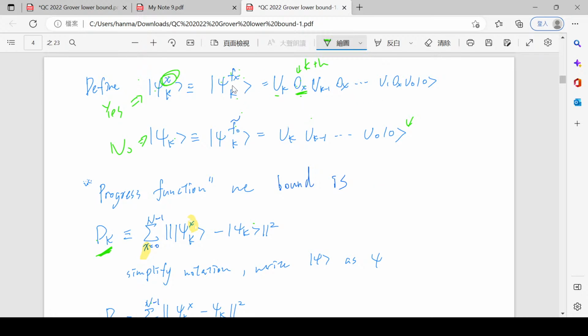Remember psi_x^k looks like this thing. So it's U, and it's psi_k, and then for psi_{k+1} we will add another O_x and U_{k+1}. So psi_{k+1} is just psi_k, then times another O_x and another U. And psi_k is very similar. So psi_k is this thing, then you want psi_{k+1}, you add another U_{k+1}.